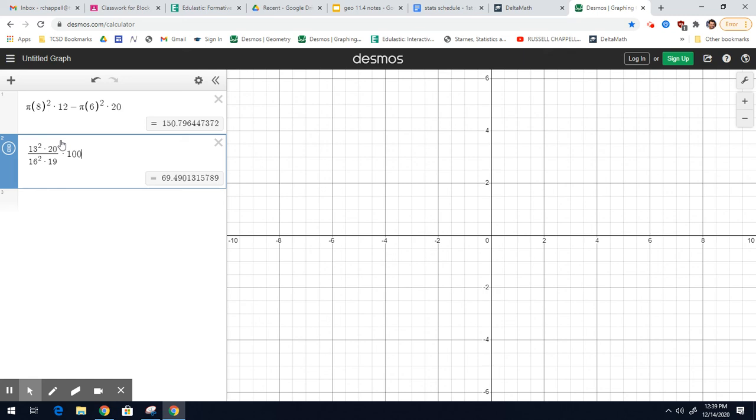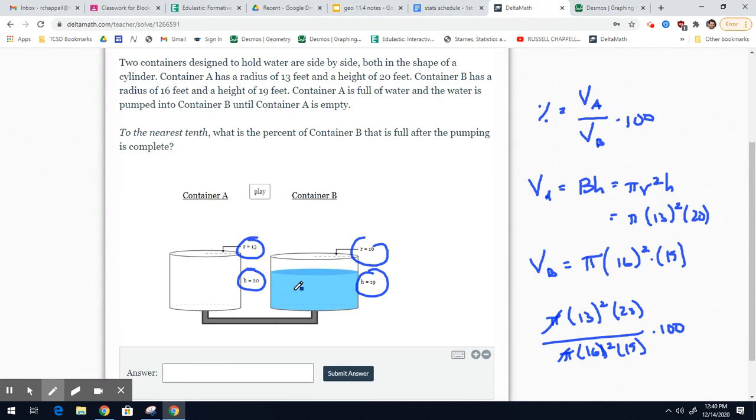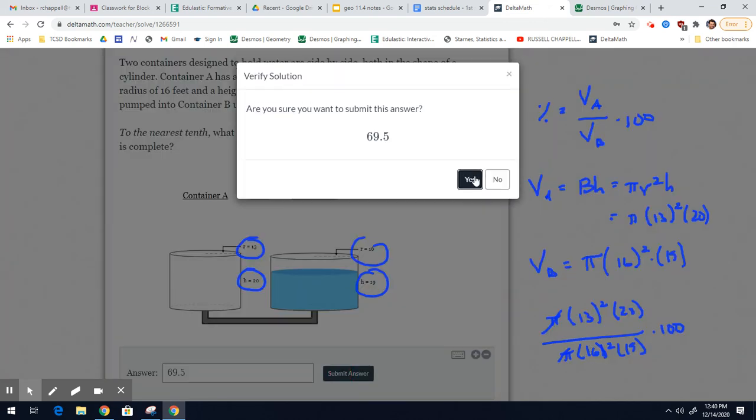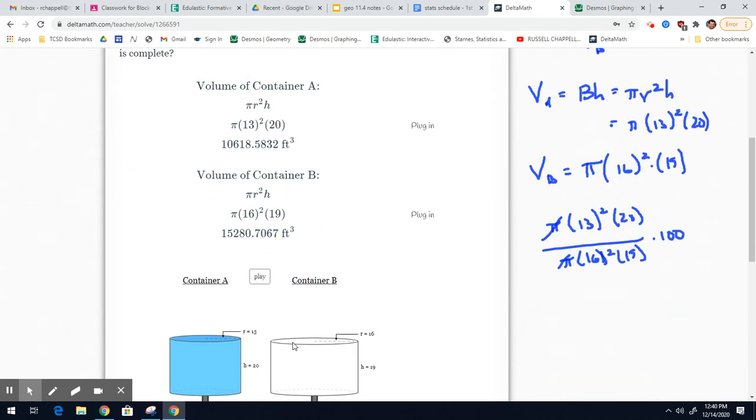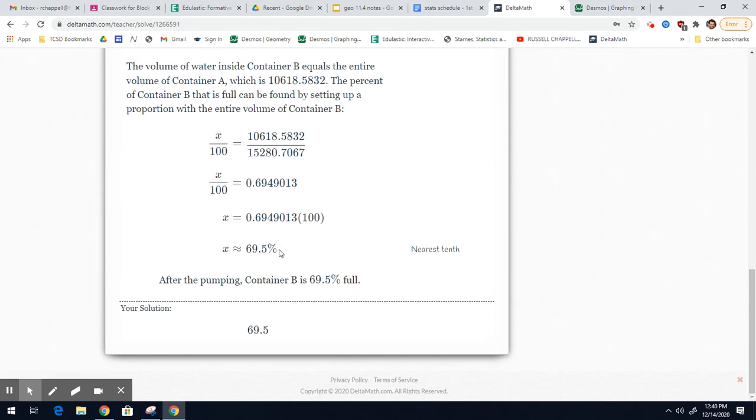And there we go, 69.49. That 9 rounds the 4 up to a 5. So this is 69.5% full. And if I look at my problem, that's about right. It looks about two-thirds full. So that seems about right. I'm going to assume that they know it's in percentages. So 69.5 is my percent. Submit it. Good, green check mark. So they knew it was in percent. Okay, awesome. Cool, cool, cool.